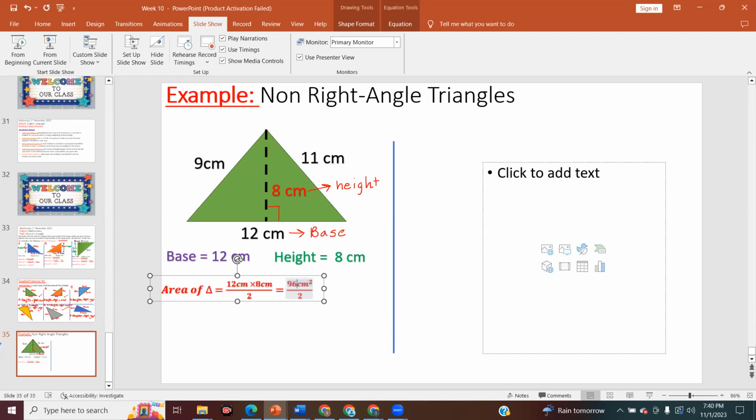So 12 times 8 is what? 96? Okay, and what is 96 divided by 2? 48 centimeters squared. Say it again. I said 48 centimeters squared. Very good. 48 centimeters squared.